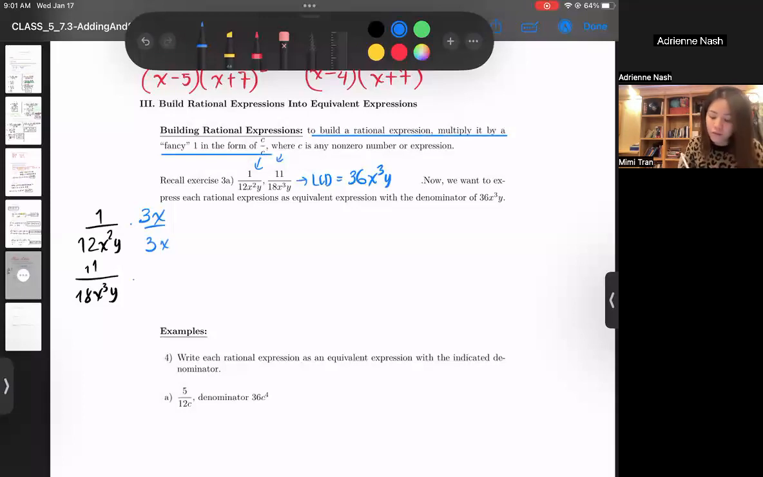You want to bring up the 18 into the 36, so you need to multiply by 2. You got 3 copies of x and you got 1 copy of y, so you're good. You just need to change the 18. And then you do the same thing to the top. 2 over 2, that's 1, right? So here I have 3x over 36x cubed y, and here I have 22 over 36x cubed y.